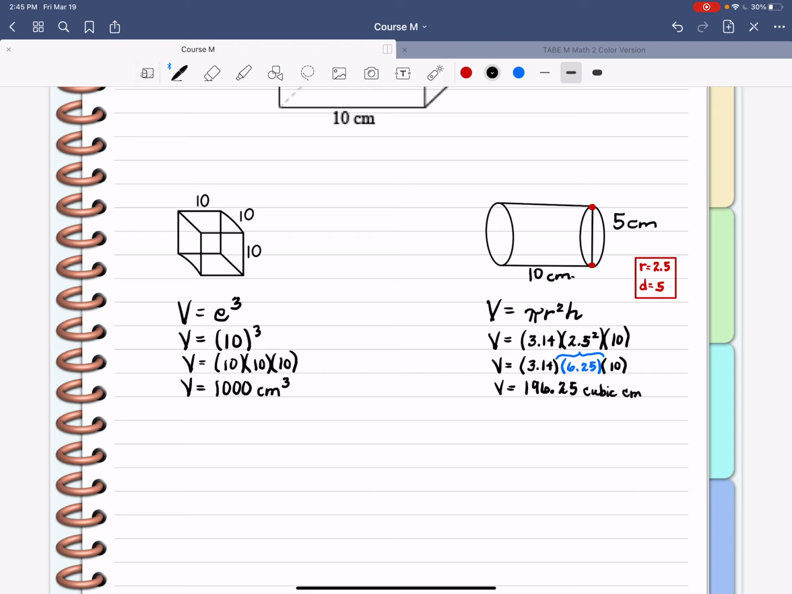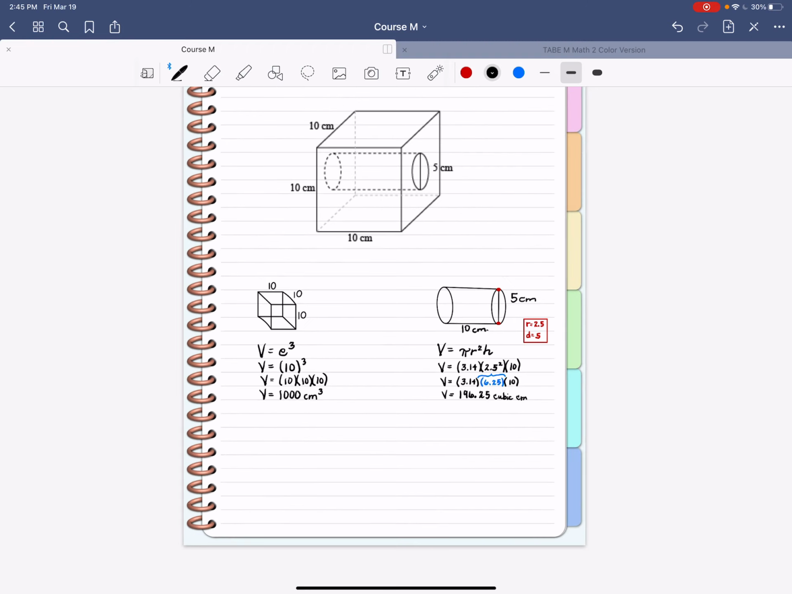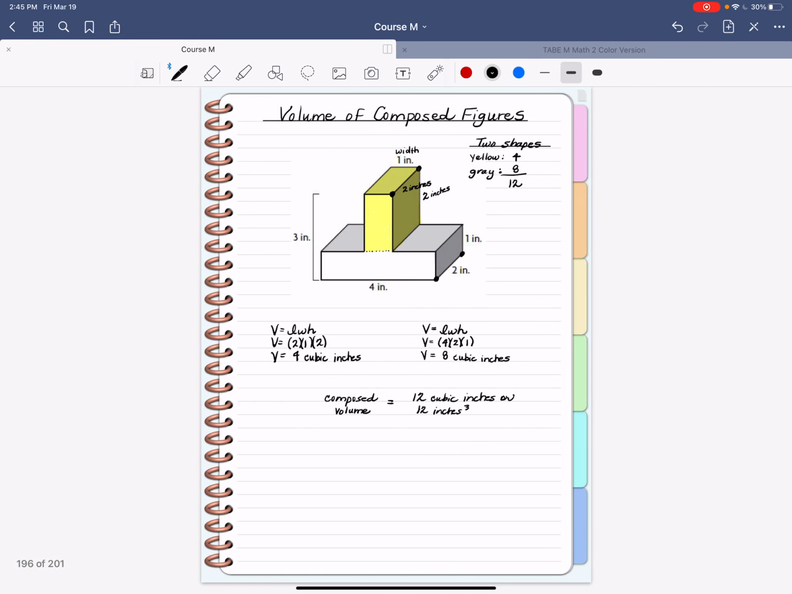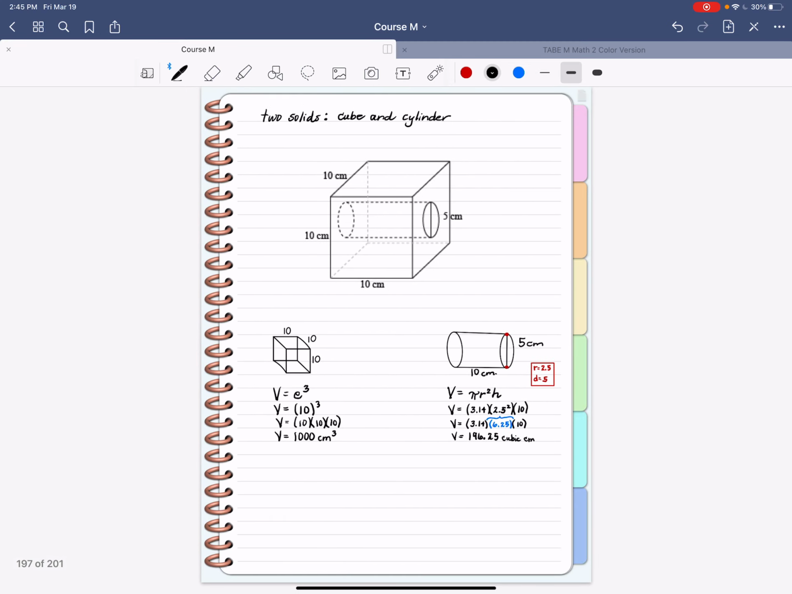So I've got the volume of the cube and I've got the volume of the cylinder. Here's my question to you. Do I add them or do I subtract them? In this one, we added them because they were stuck together. In this one, we're going to subtract because the cylinder is actually cut out of the cube.